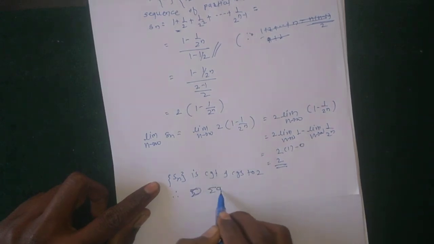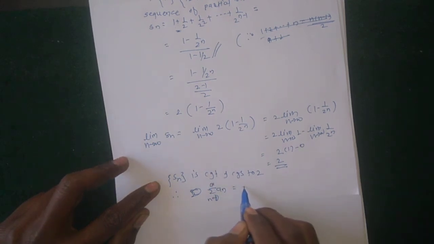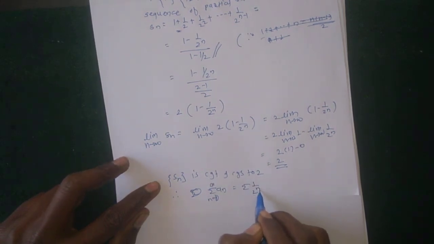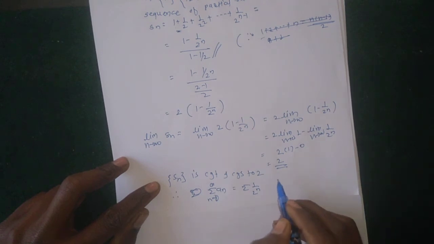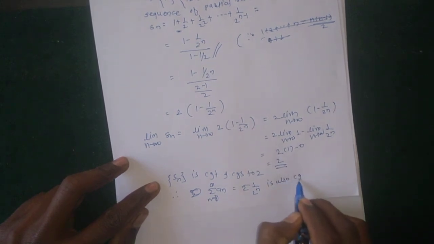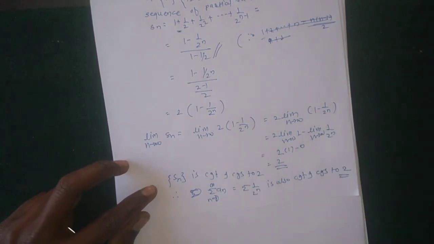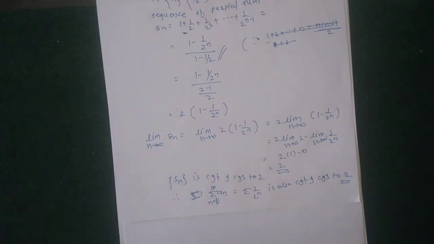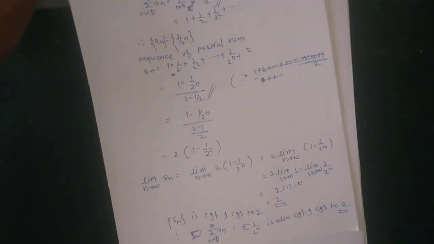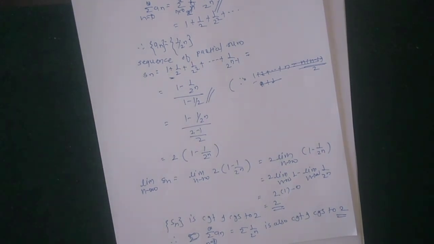Therefore the series An, where n runs from 0 to infinity, the series 1 upon 2 raised to n, is also convergent and converges to 2. Okay, converges to 2. In this way we check whether the series are convergent or divergent.